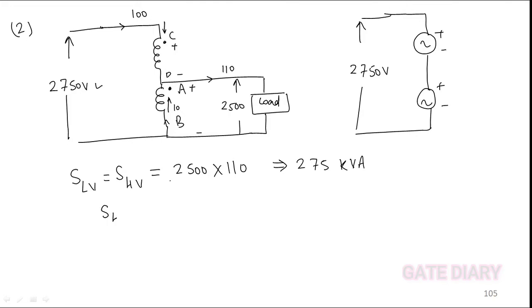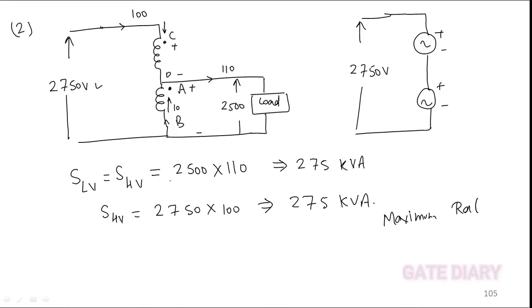You can find out with the high voltage side also: 2750 into 100. Same here, you will get 275 kVA. So I think this is the best option which you can connect for maximum rating or maximum capacity of the autotransformer. Number 3 option. Number 3 means you can connect in this fashion.